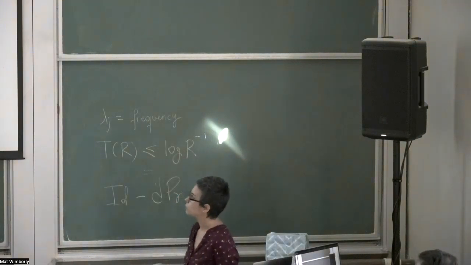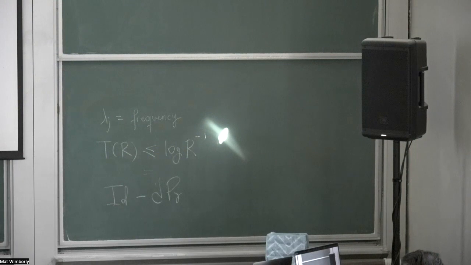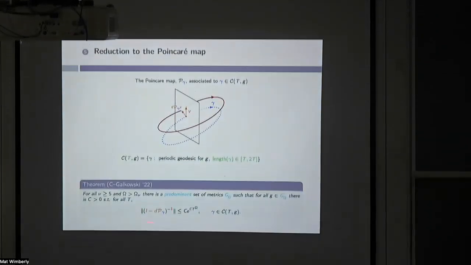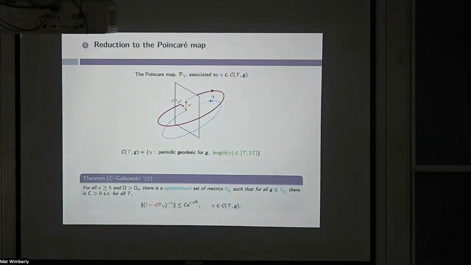What we prove with Galkowski is that for a predominant set of metrics, not only is this difference going to be invertible, but we can also control its size, which we need in order to understand the volume of the set of near periodic trajectories. So basically, we are building this set of metrics for which we can always avoid this difference having a kernel, and for which we can actually control how far away from that it's going to be.